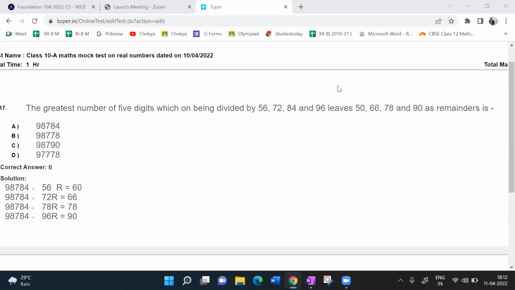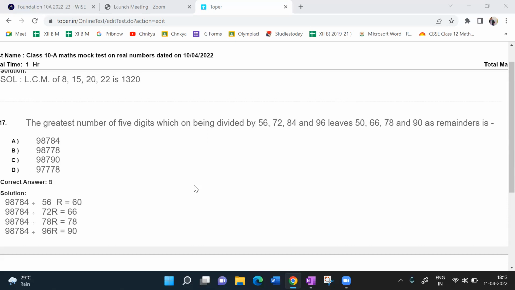Yes, sir. They gave 5-digit numbers. Once I looked at all of them, I found that all four are 5-digit numbers. So I started dividing by 56, 72, 84, and 96. It leaves some remainders like 50, 66, 78, and 90.